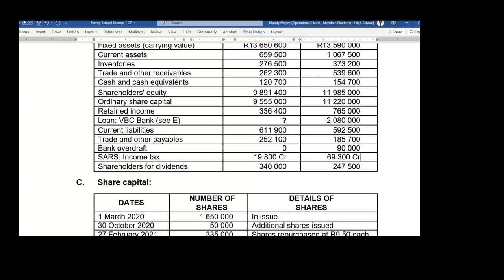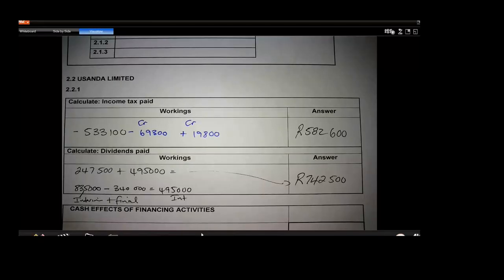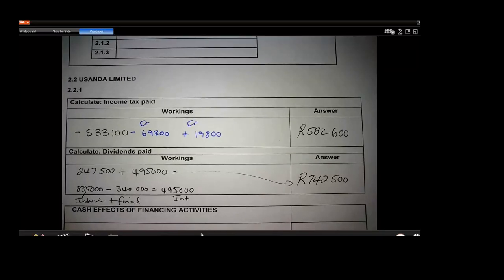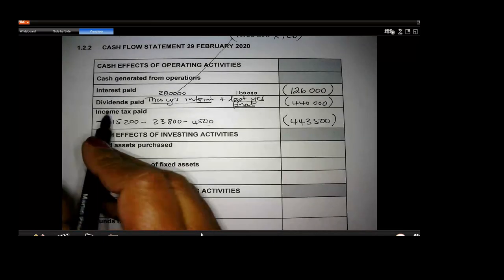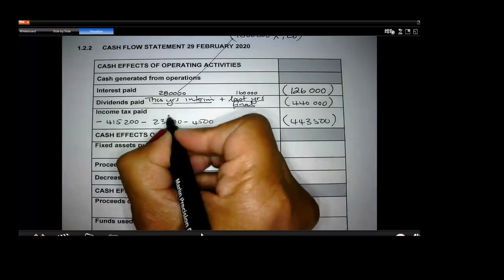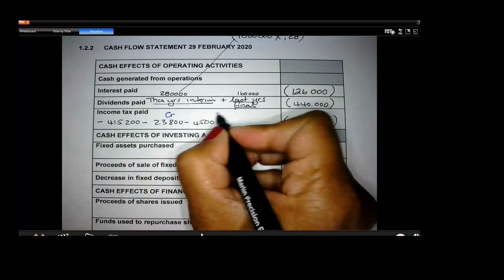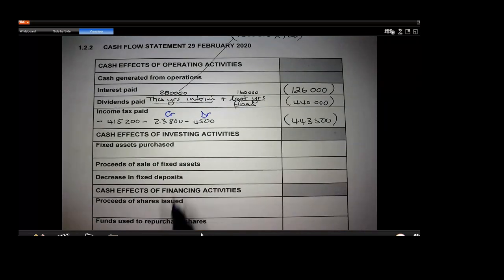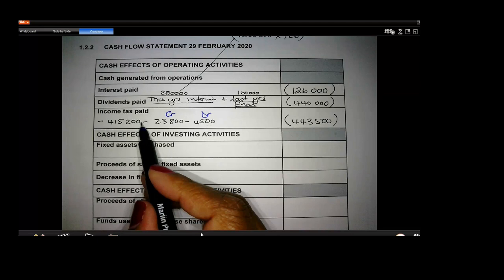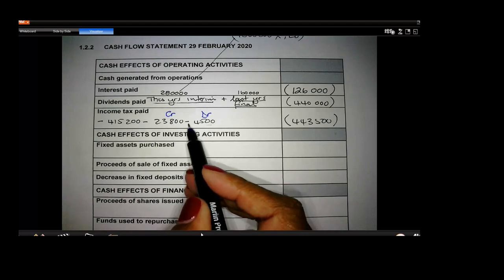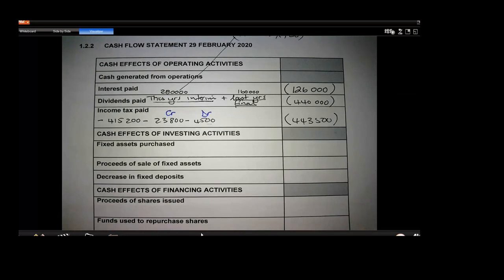Sorry. I've got my first credit year is 69,300 and my second credit year is 19,800. And if you look at it that way, there we go. That's my answer for income tax paid. Okay. And if you look at this answer here, that is number two. If you look at that answer there, I'm using exactly the same. I'm starting with a minus. Okay. That is a credit and that is a debit. Okay, that's why that credit there will always be another minus, but that debit there is a plus because the credit is a plus there.